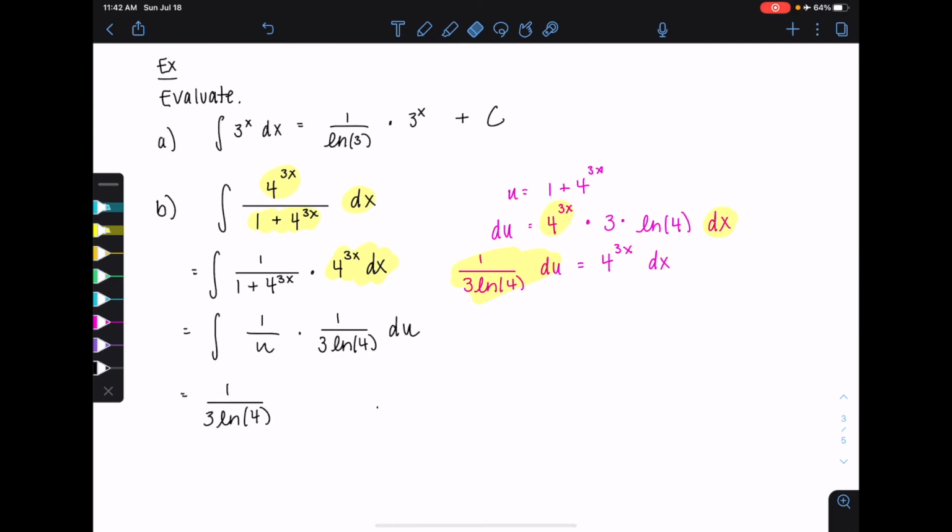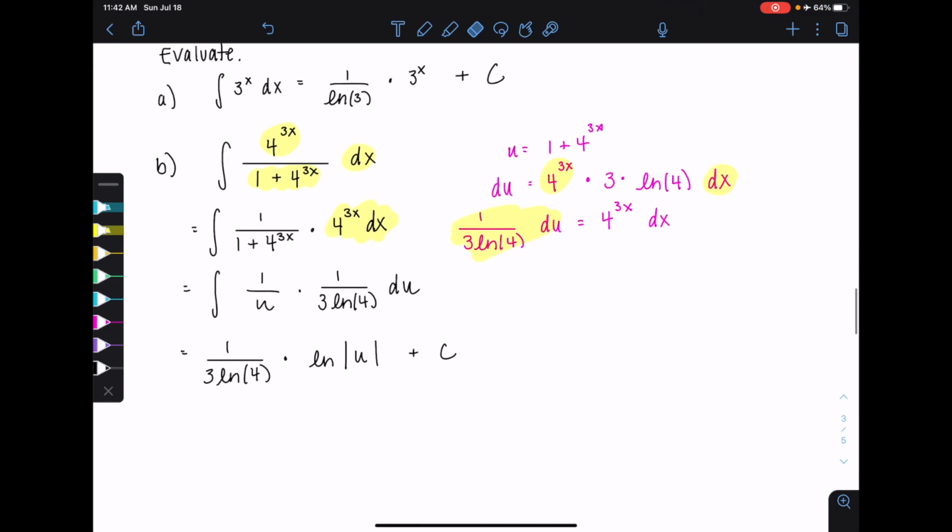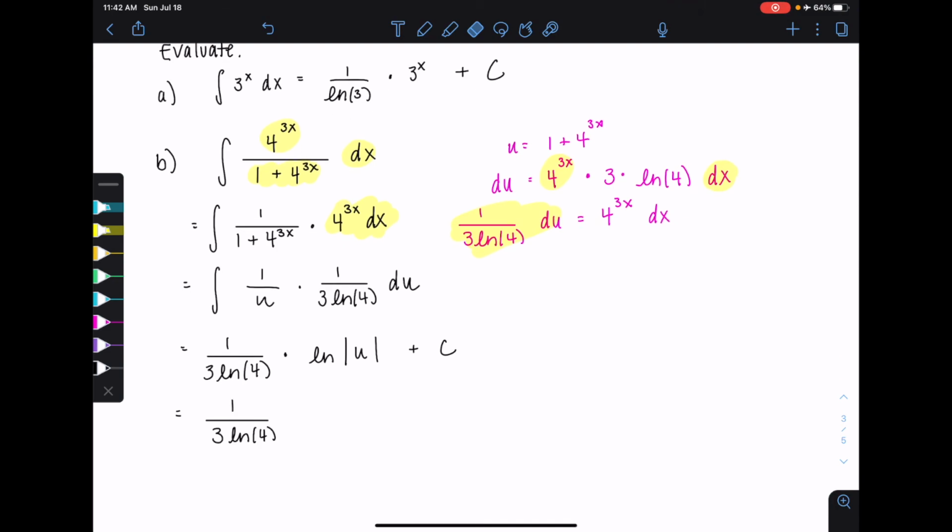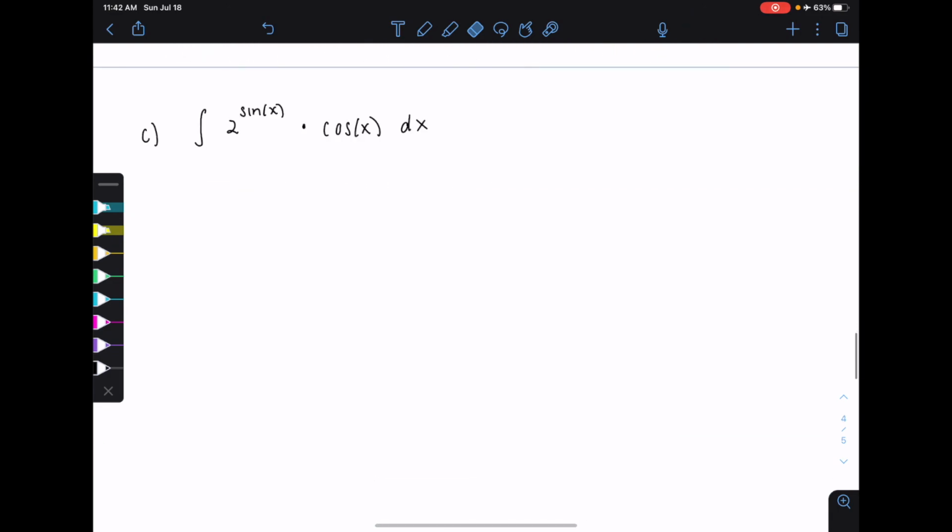So that just pops out front of the integral. We're left with the integral of 1 over u du, which is the natural log of the absolute value of u plus c. Well, natural log of the absolute value of u switches back over to 1 plus 4 to the 3x plus c. So we've got one last example.